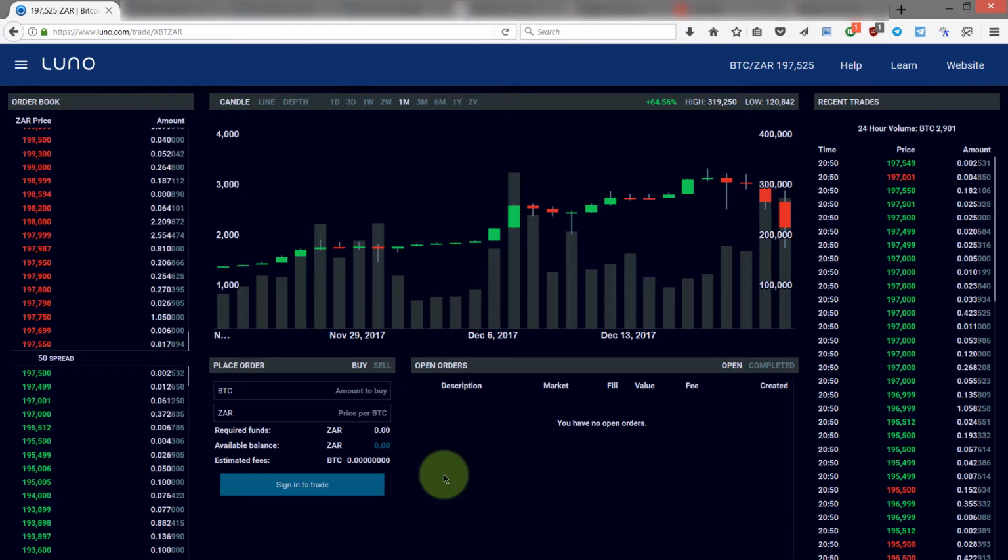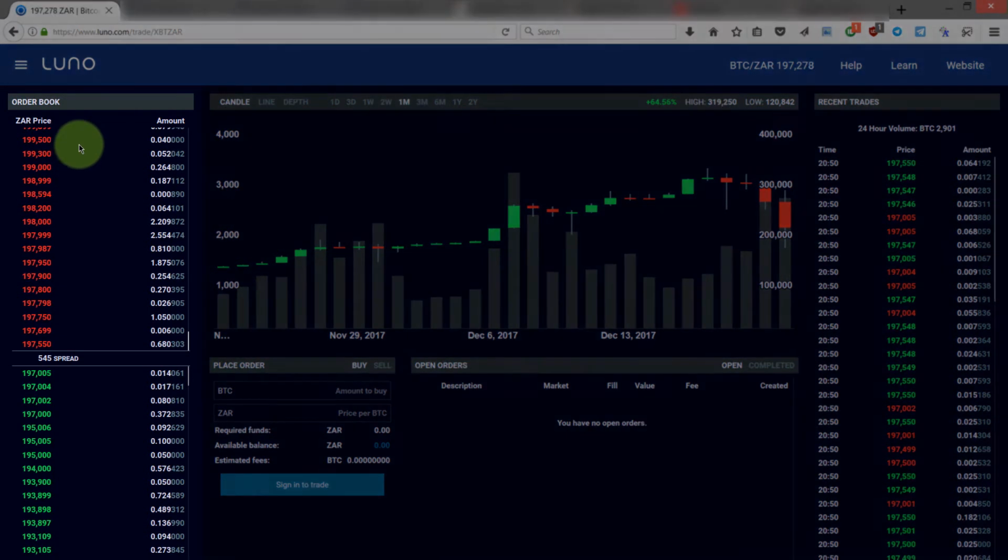So, seeing as how we now know that an exchange consists of people wanting to buy and sell, in this case Bitcoin, we can start looking at the exchange. Starting on the left, we have an order book. We have in red people wanting to sell Bitcoin, and in green, people wanting to buy Bitcoin.